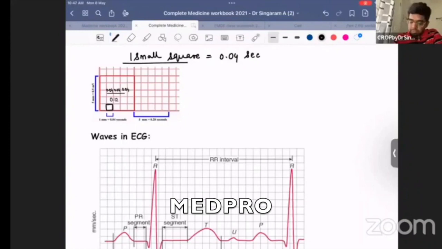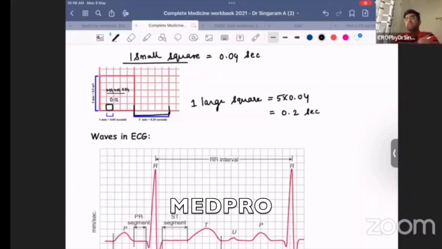And this is the one large square. Can you see that? This is one large square area. One large square is basically 5 small squares, correct? So 5 into 0.04, which is 0.2 seconds. Okay, right? 0.2 seconds or 200 milliseconds. That's all. This is what you need to remember.